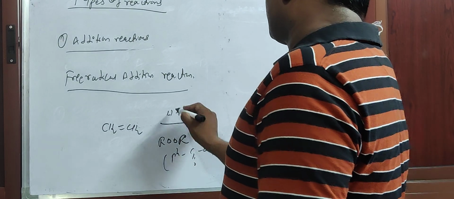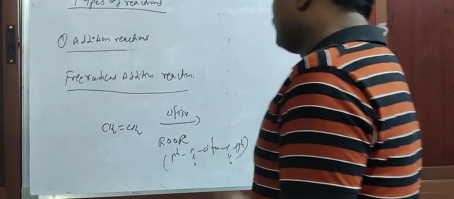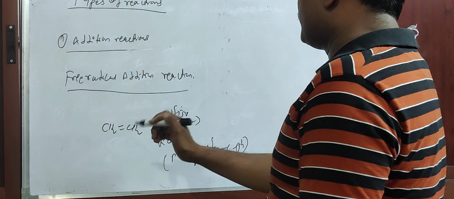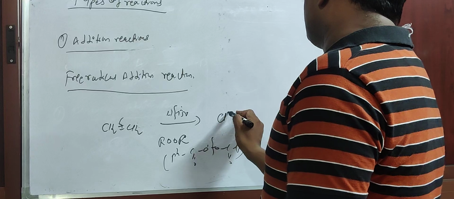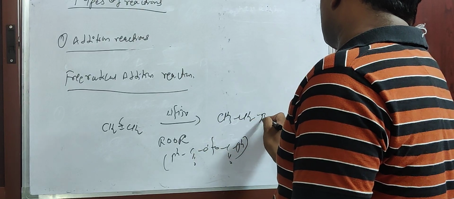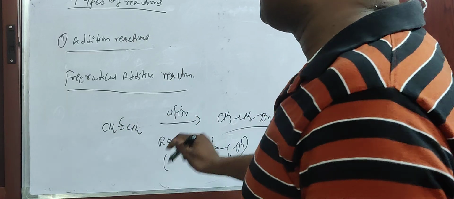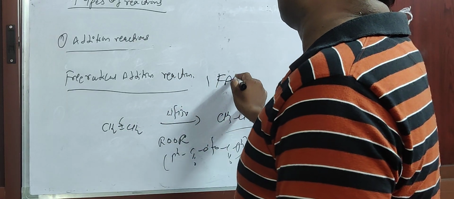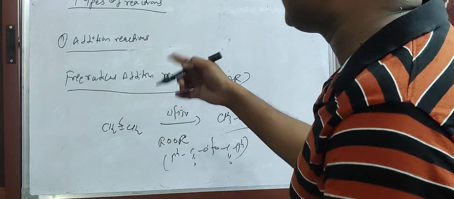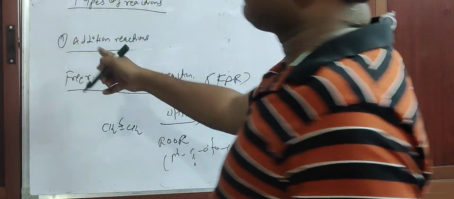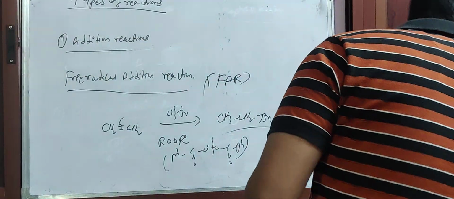Putting this one, phenyl, for example, this will form the free radical. It will break the H radical. These two radicals are added here equally. Then we will form CH2CHBr. In the presence of peroxide, we will form the free radical addition reactions. These are the three types of addition reactions: electrophilic addition, nucleophilic addition and free radical addition.